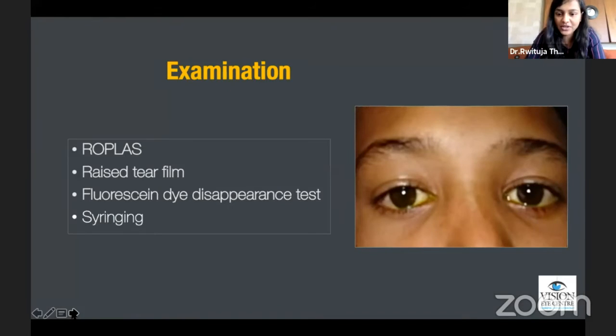On examination, you generally do find regurgitation on pressure over the lacrimal sac. However, they can also just present with a raised tear meniscus.